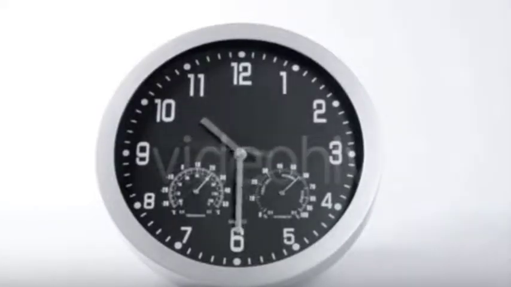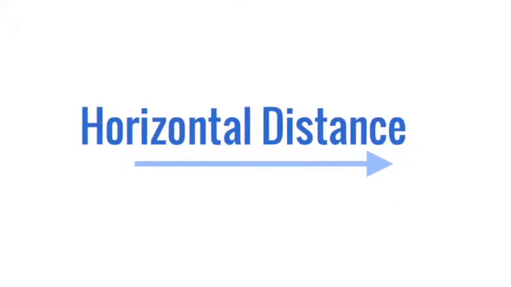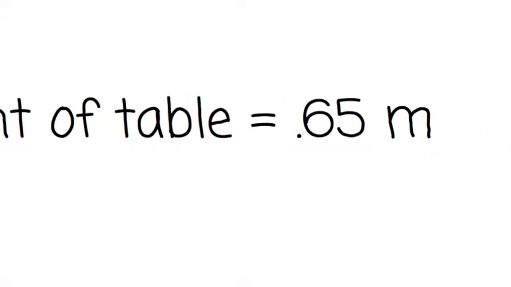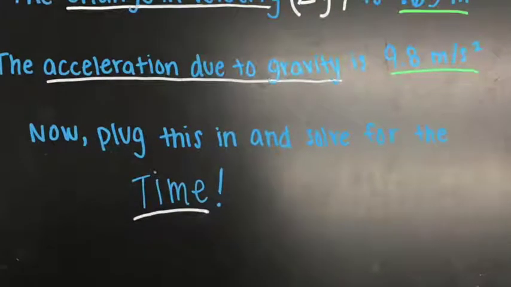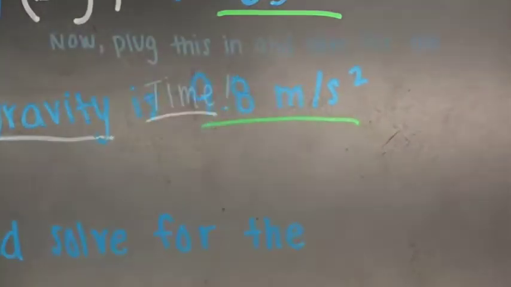On day 2, we calculated the time that the ping pong ball would take to drop in freefall and the horizontal distance it would travel. The height of the table was 0.65 meters. The acceleration due to gravity is 9.8 meters per second squared.